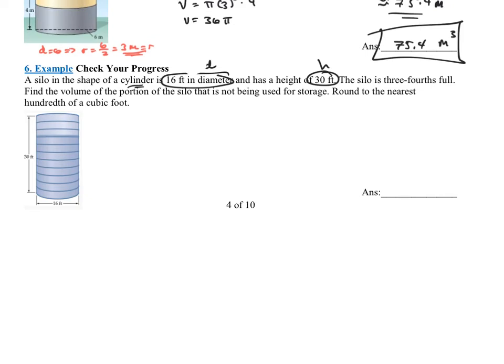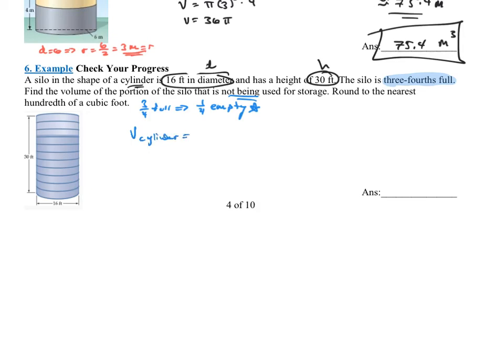So this one's even a little more tricky. If it's 3/4 full, that implies that it's 1/4 empty. And what it wants is the volume of the portion that is not being used. In other words, it wants the 1/4 that is empty. So what's going to be our strategy? Our strategy is going to be to find the volume of the entire thing, and then it just wants to know that small part that's empty, so we need to do 1/4 of the volume of that tank to find out what is not used.